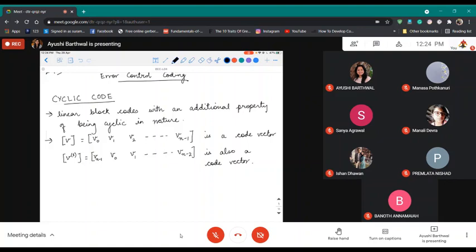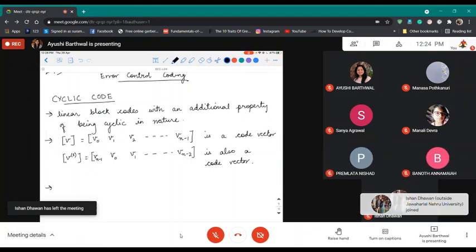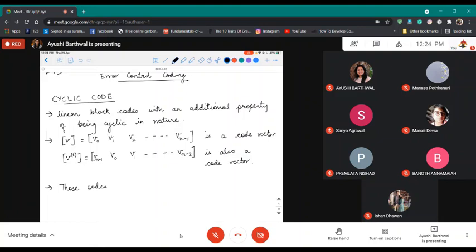So this means if you're shifting, those codes whose cyclic shift also result in code words, such linear block codes are called cyclic codes.